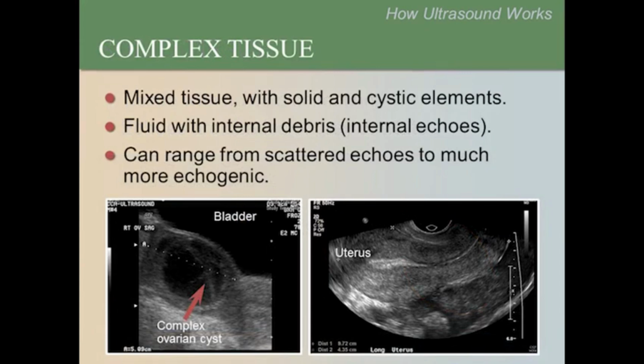Tissue that is complex has both solid and cystic elements. The left image shows an ovarian cyst with bleeding inside that appears complex because there's a mixture of fluid, which appears black, with clot that appears gray. Compare this with the anechoic bladder that appears completely black next to it.